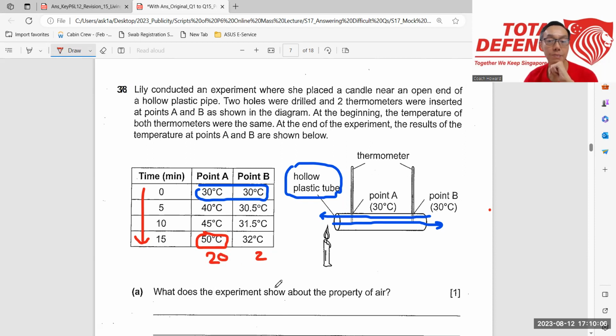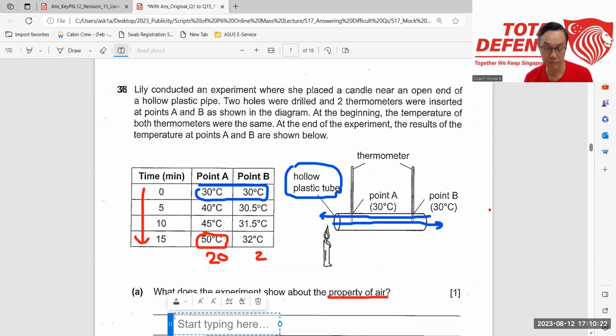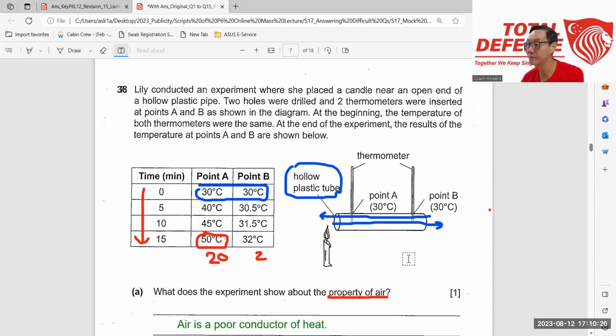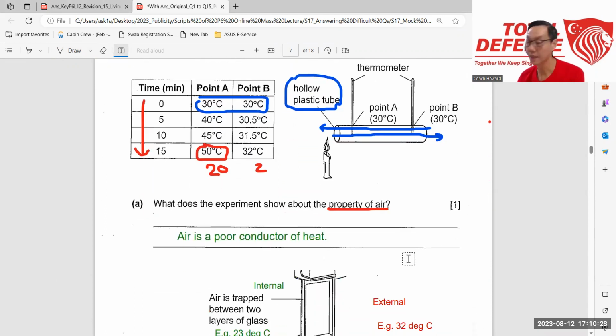So what does this experiment show about the property of air? So as you know, right, air is a poor conductor of heat. So this will give you the full marks. Just mention air is a poor conductor of heat, or you can say air does not conduct heat well. Okay. Air is a poor conductor of heat. Okay, next is the application question.